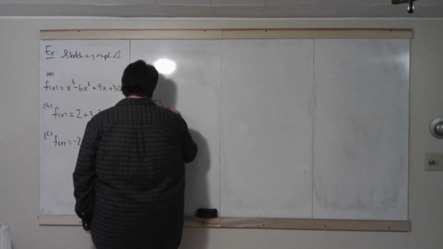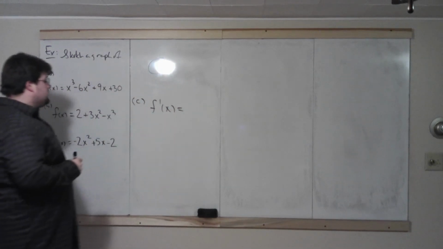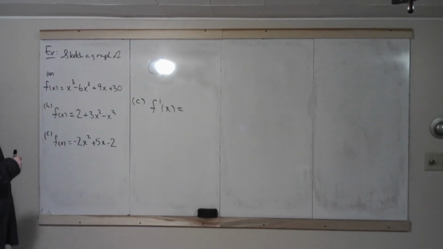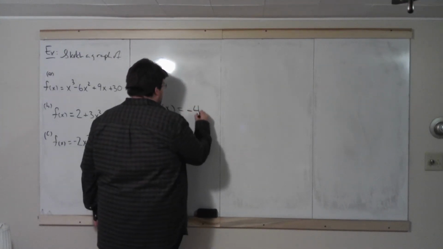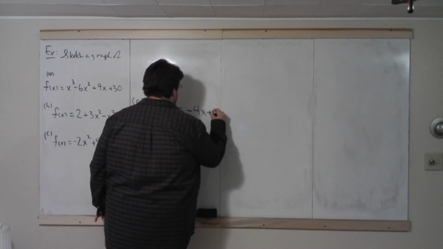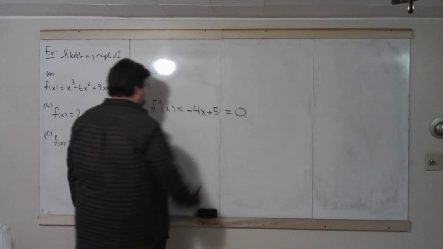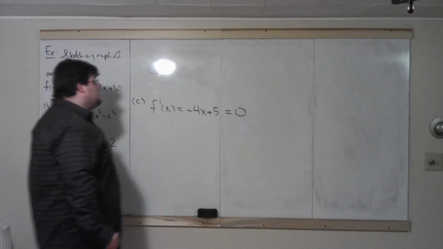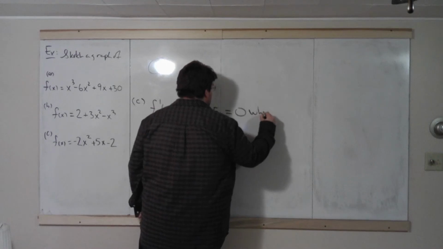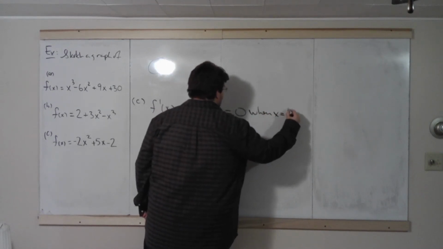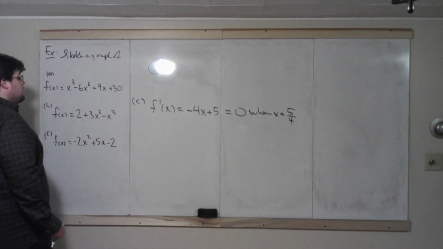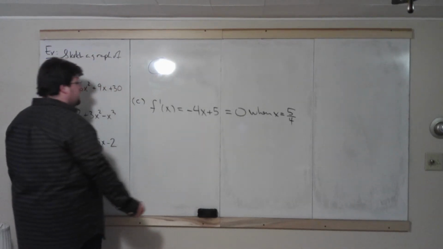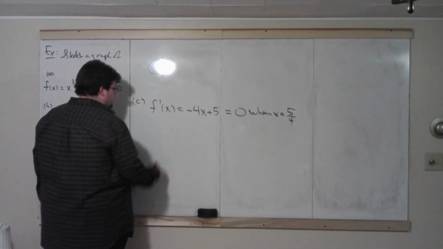C, f prime. Or we need f prime of x. First and second derivative, where it's 0, where it's undefined. F prime here, negative 4x plus 5. We want to set that equal to 0. It equals 0 when x equals, what, 5 quarters? Yes, when x equals 5 quarters, put 5 quarters there, 4's go away, negative 5 plus 5 is 0.